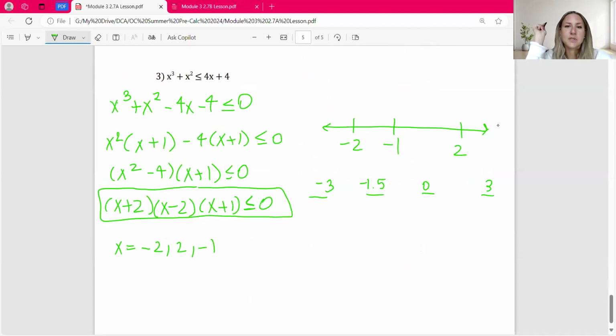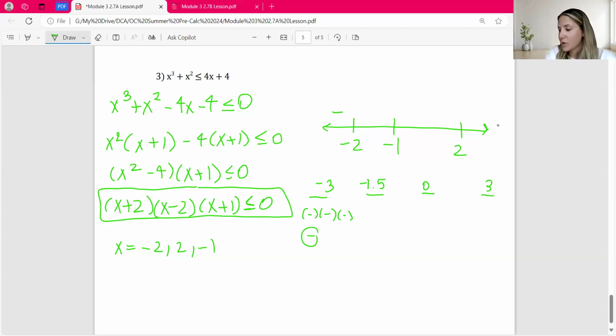Okay, so let's substitute our first test value, -3. If I substitute in for x, -3 plus 2 is going to give me a negative number. -3 minus 2 will give me a negative number. -3 plus 1 will give me a negative number. When I multiply three negatives, negative times a negative gives me a positive. Positive times a negative gives me a negative at the end. So here's a negative.